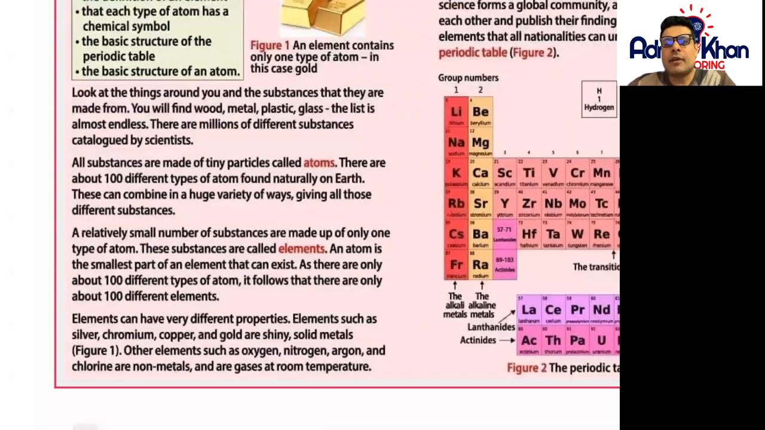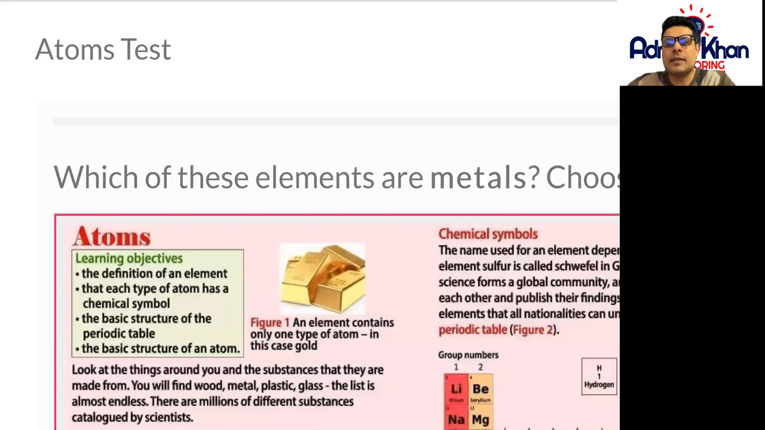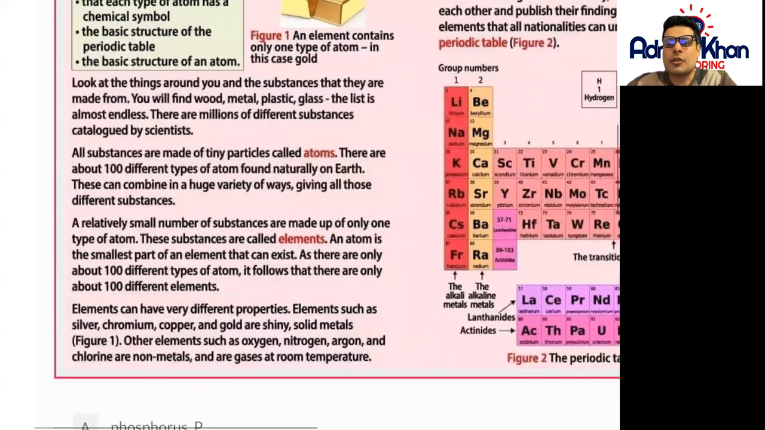Elements can have very different properties. So elements such as silver, chromium, copper, and gold are shiny, solid metals. And you can see this up here on the top figure. An element contains only one type of atom. In this case, gold is a good example. Other elements such as oxygen, nitrogen, argon, and chlorine are nonmetals and are gases at room temperature. So you just need to distinguish them.